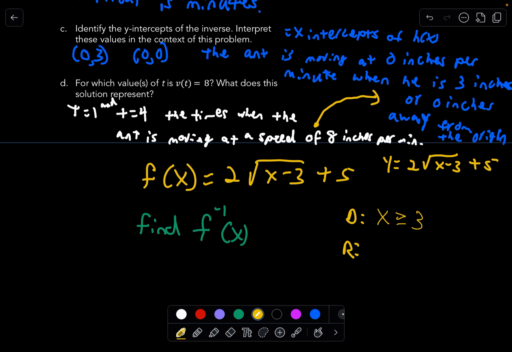Pretty easy. Or 3, comma, infinity. Sorry, it's not 0, it's 3. And then parentheses.